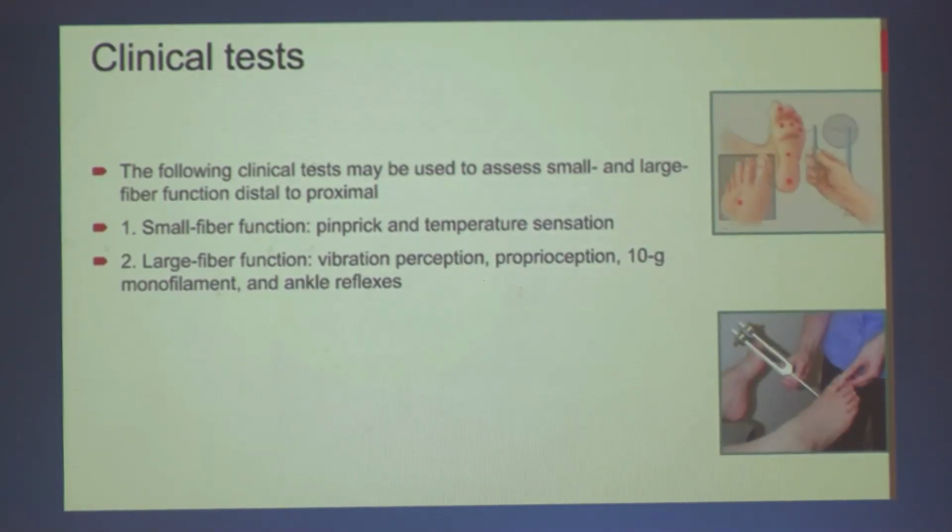Now, clinical test, the touch sensation, that is small fiber function, pain sensation, and thermal sensation. Pain sensation, pinprick sensation, thermal sensation, hot water, cold water. Cold means 5 to 10 degrees centigrade, hot means 35 to 45 degrees centigrade. Cold, 5 to 10, hot, 35 to 45. And the large fiber function, that is the proprioception and vibration by means of 128 Hz tuning fork.